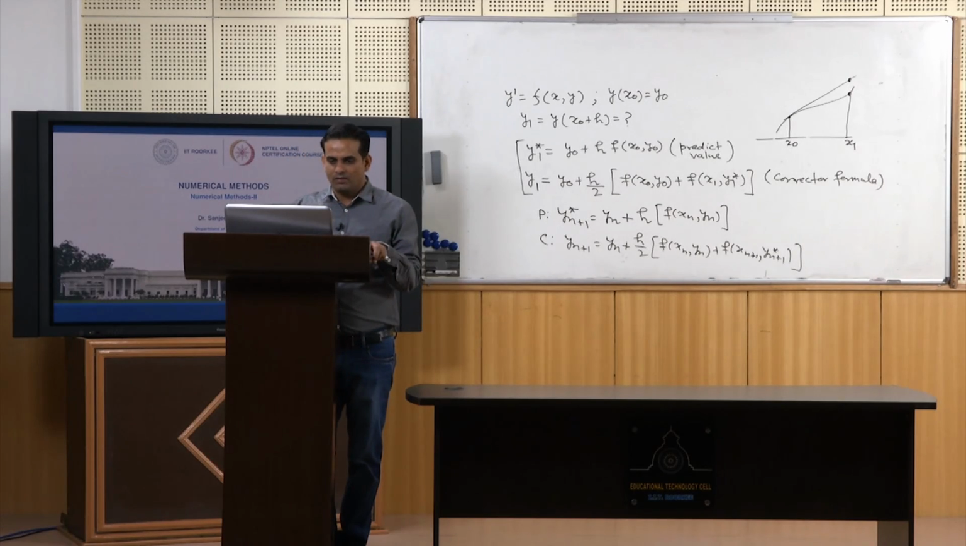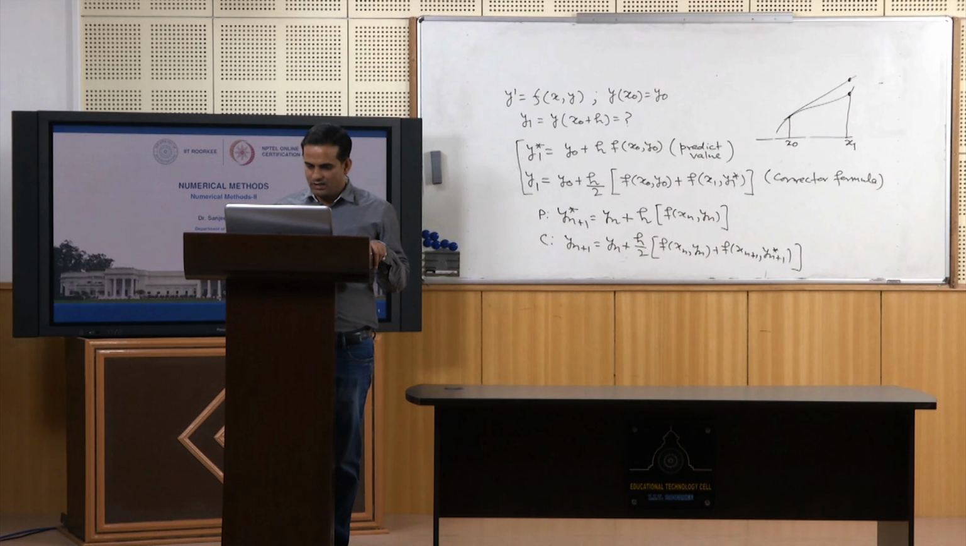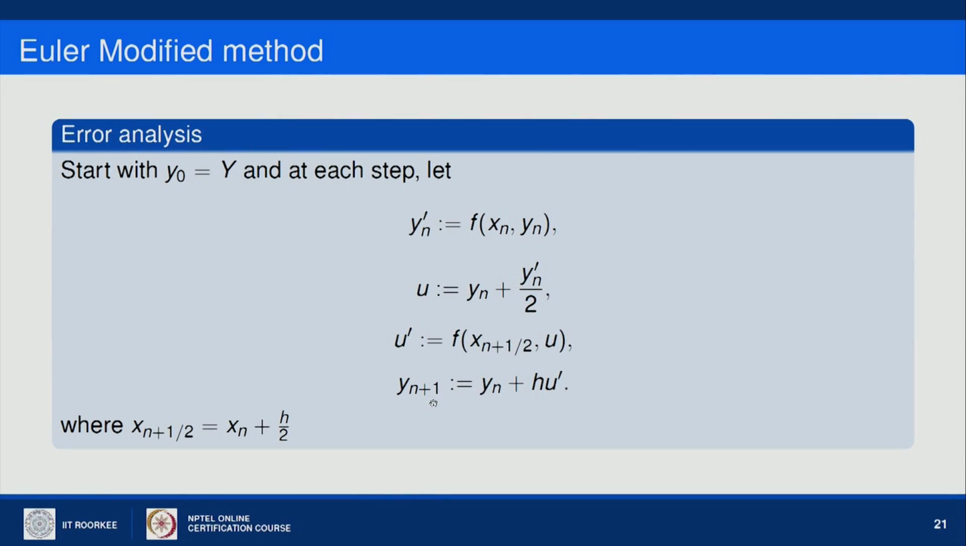Now, if we talk about error analysis in this modified method, suppose at the start y at x0 is given by capital Y, and at each step I have y prime n equals f of xn, yn, that is the given differential equation, and u equals yn plus yn prime upon 2, u prime is f of xn plus half, so xn plus half is basically xn plus h by 2, I am taking the half length of the interval, comma u, and finally yn plus 1 is given as yn plus h times u prime.